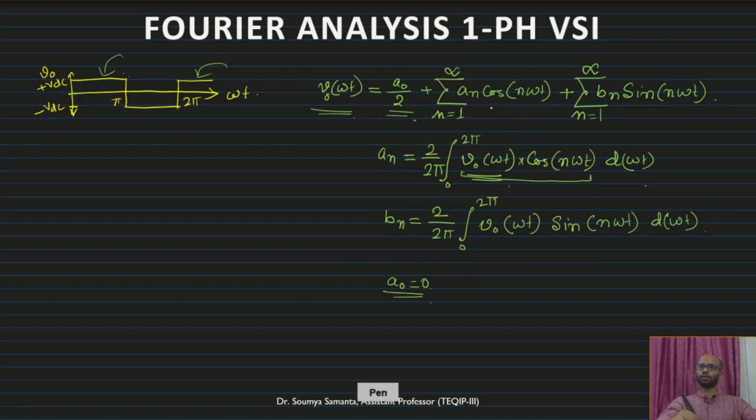Sorry, summation of the cosine terms and summation of the sine terms, not sine. Now to express this V naught t, we have to find out these coefficients. Okay.